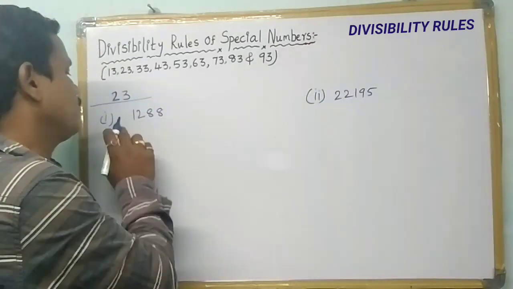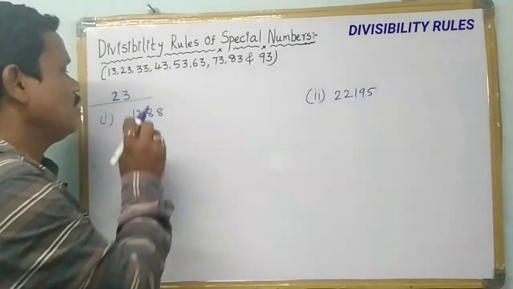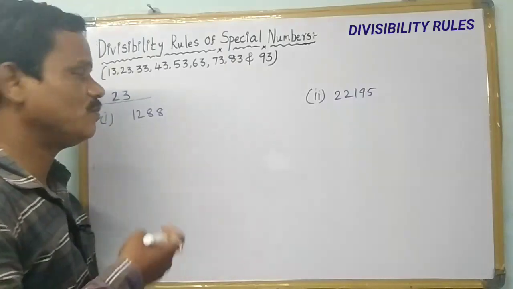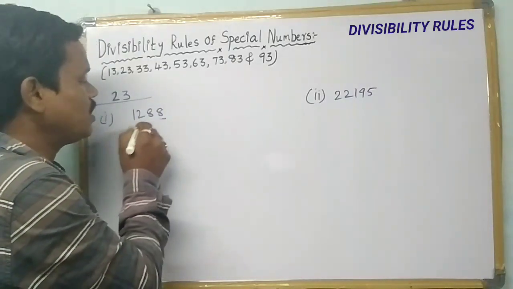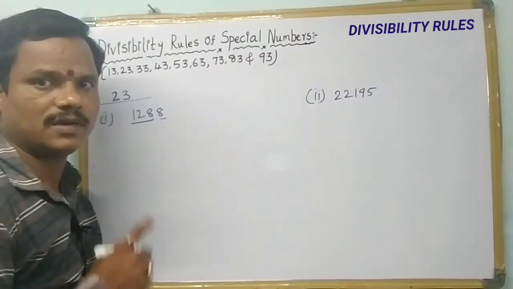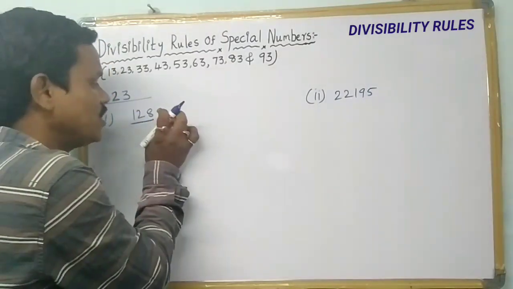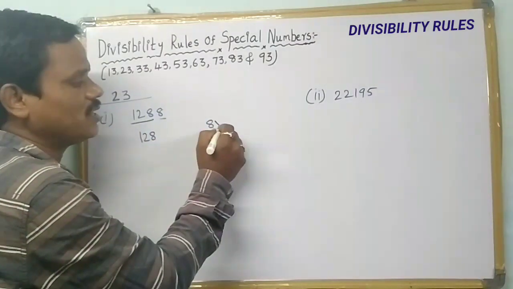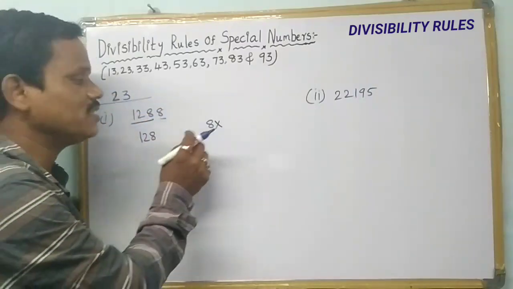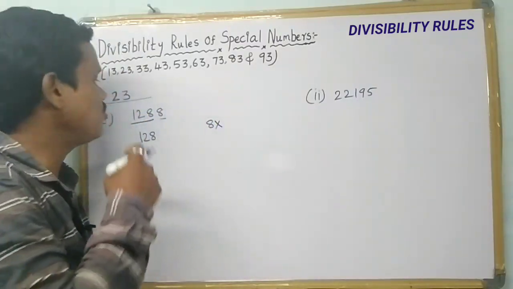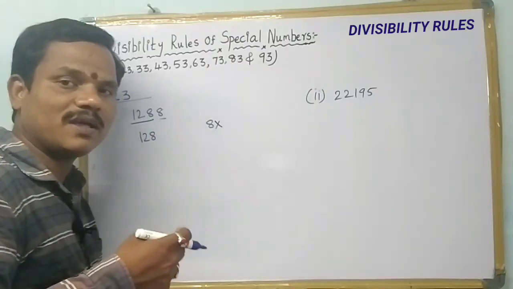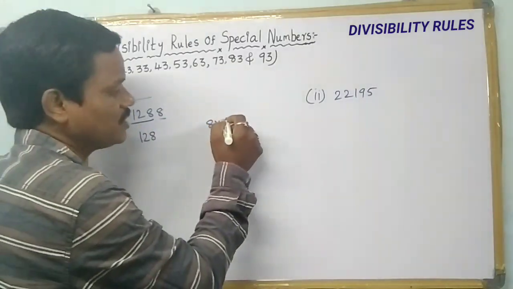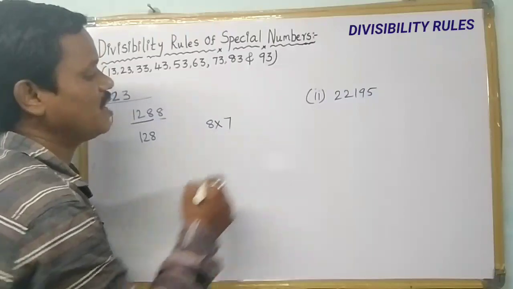Now I am taking one example, 1288. Check whether this number is divisible by 23 or not. What is the procedure? Divide the given number into two parts. This is the first part and this is the second part. Write the second part as it is. Now multiply the first part number, here 8. In the divisibility rule of 23, the first part number is multiplied by 7.